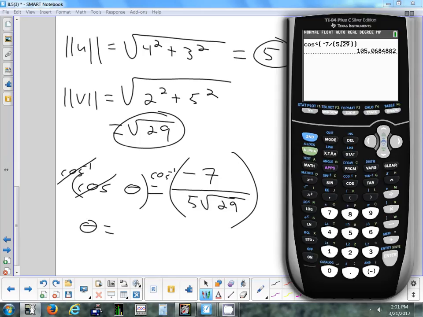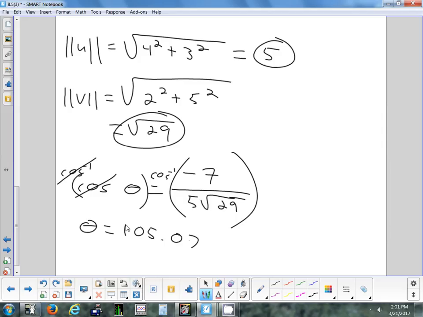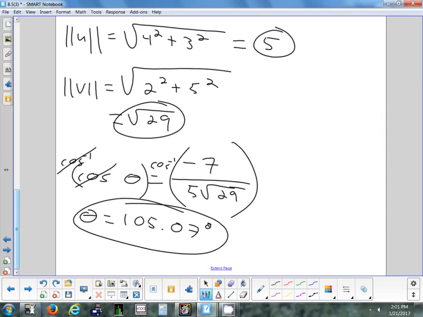So the angle between those two vectors, if you were to draw it out, is 105.07 degrees. And that's it. That's the angle between them. Now, there's really nothing special about that angle. 105.07, it's not really anything special.